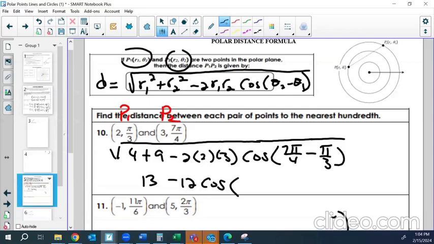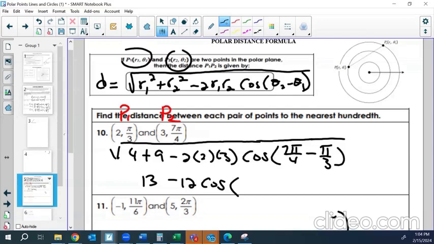Okay. So 7 pi over 4 minus pi over 3. Again, they must have the same denominator for me to subtract them. So I'm going to multiply this by 3, that by 3, and this by 4. Okay. 3 times 7 is 21 pi.